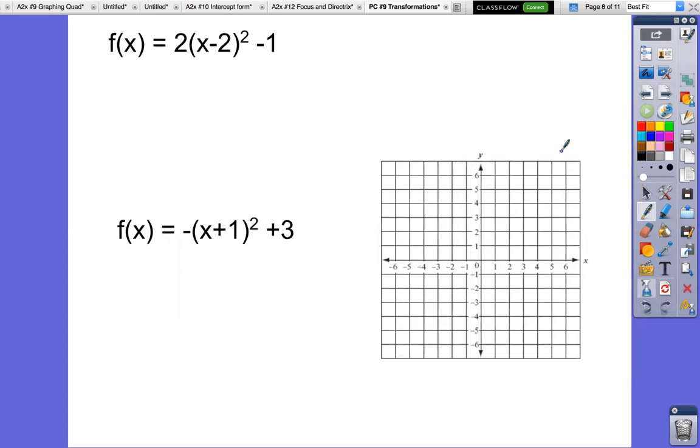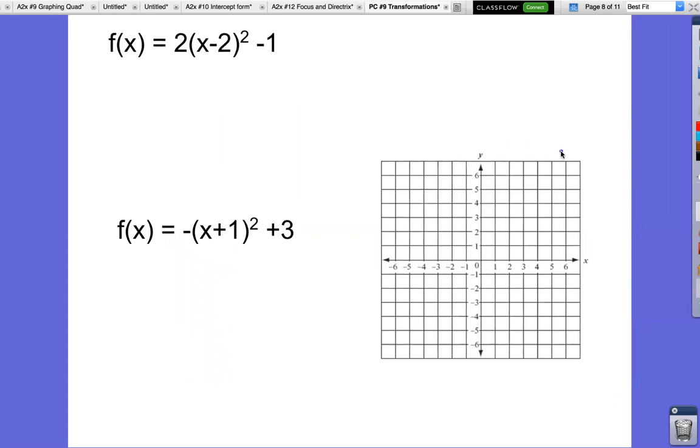All I want you to do here is find your vertex, describe it, and graph. By the way, I'm going to show you again a faster way to graph these.